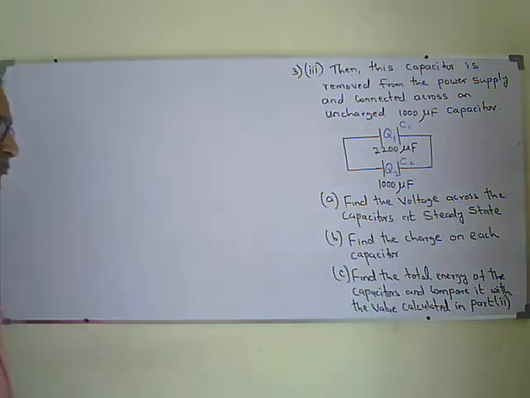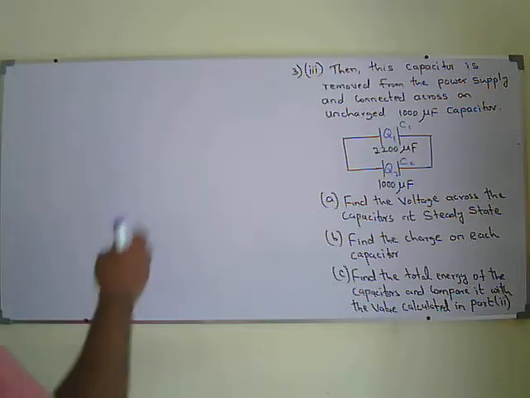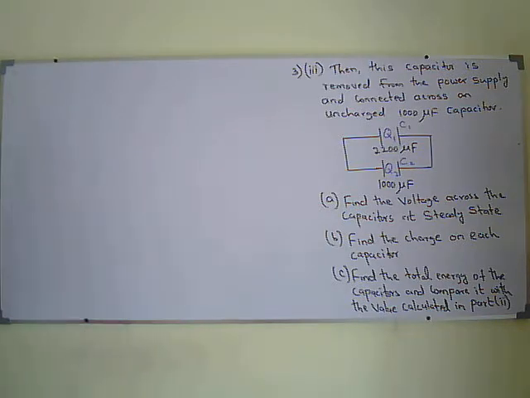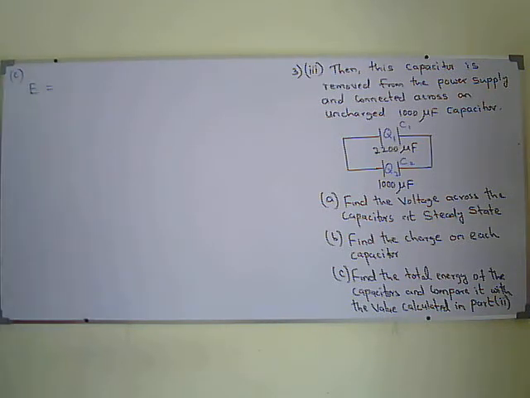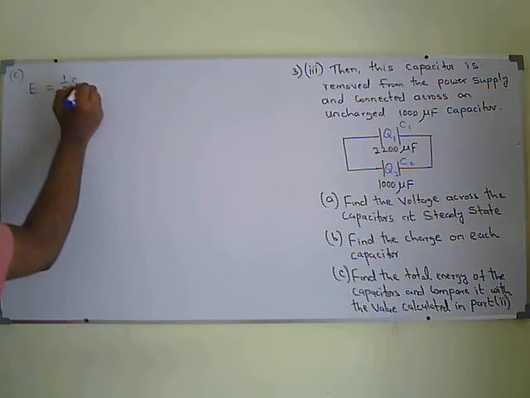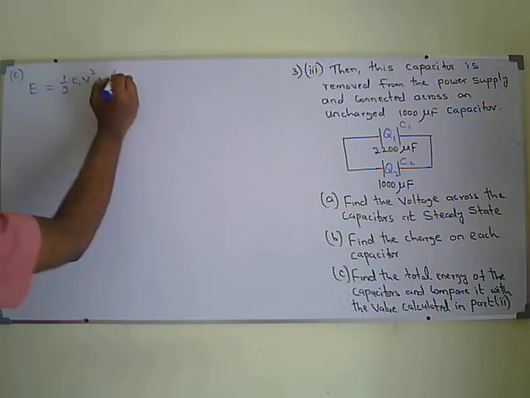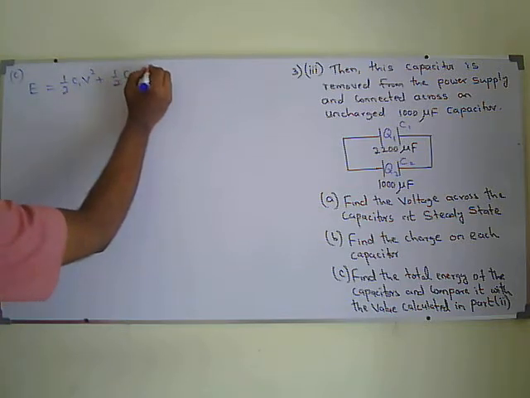Okay, part C: find the total energy of the capacitors and compare it with the value calculated in part 2. We found the charge of the capacitors at steady state. We know the voltage, so I can find the total energy at the end of the charging process, or at the steady state. Half C1 V square plus half C2 V square.